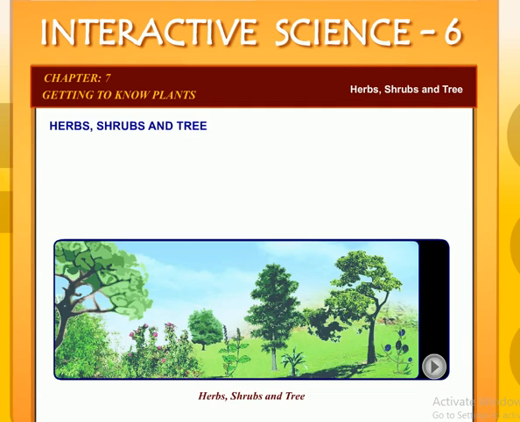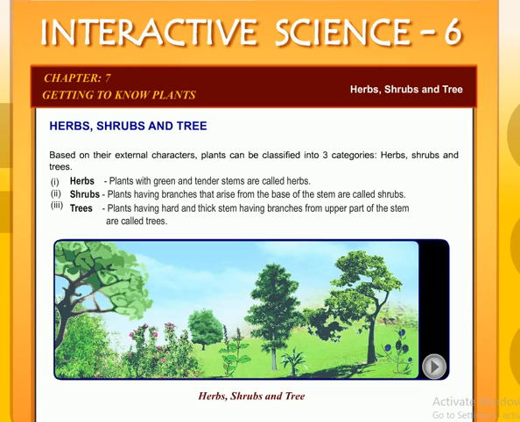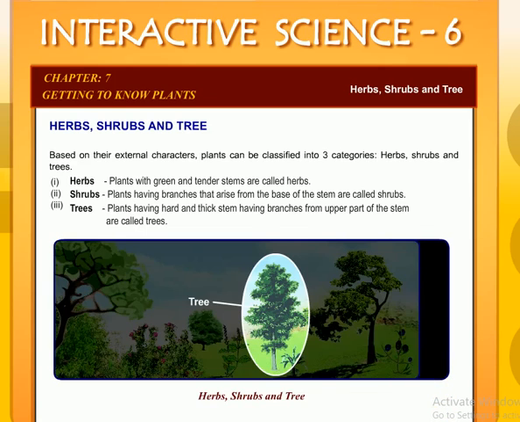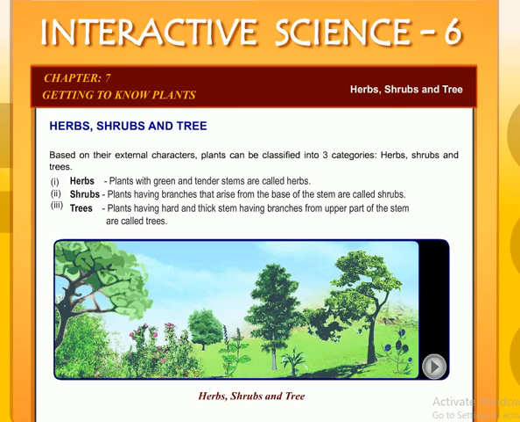Herbs, shrubs and trees. Based on the external characters, plants can be classified into three categories: herbs, shrubs and trees. 1. Herbs. Plants with green and tender stems are called herbs. 2. Shrubs. Plants having branches that arise from the base of the stem are called shrubs. 3. Trees. Plants having hard and thick stems having branches from the upper part of the stem are called trees.